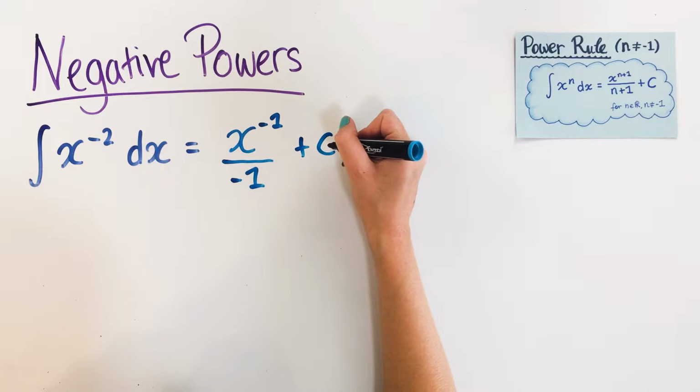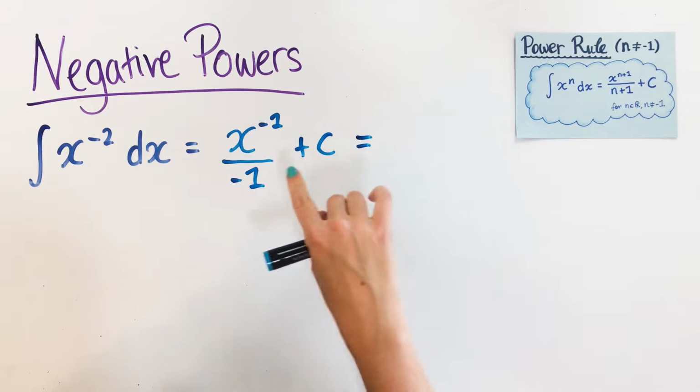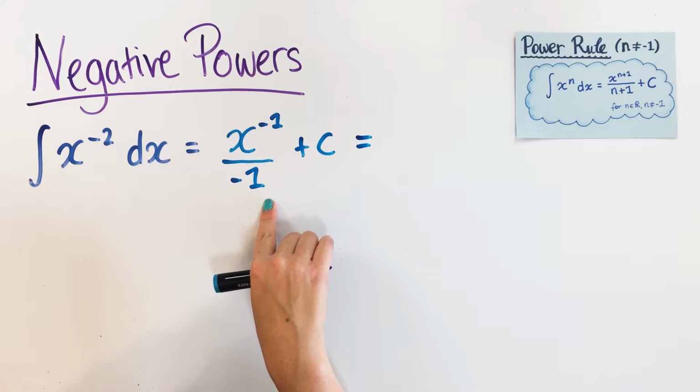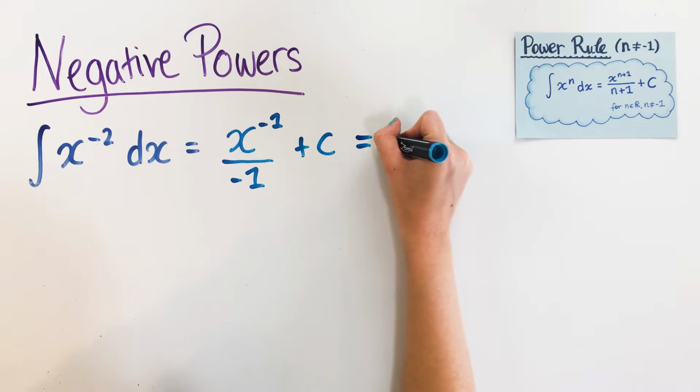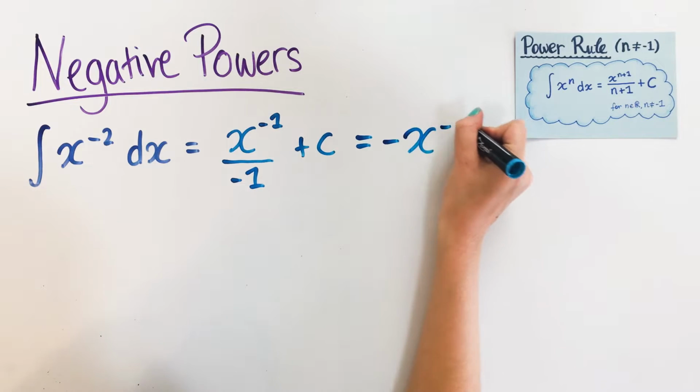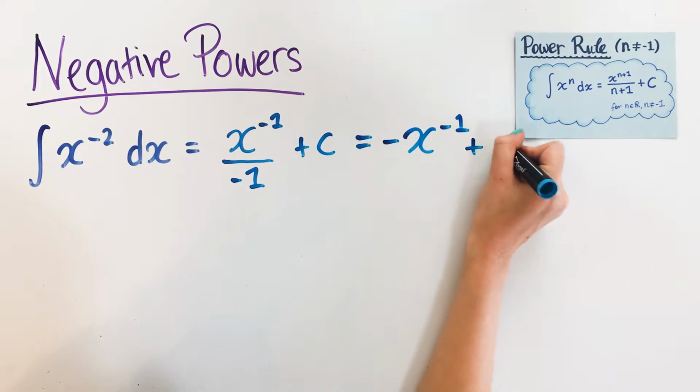But we can simplify this a little, because dividing by minus 1 is the same as taking the positive sign and flipping it to negative. So we can write that as minus x to the power of minus 1 plus c as our answer.